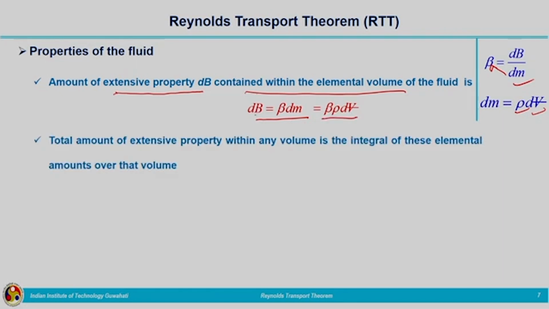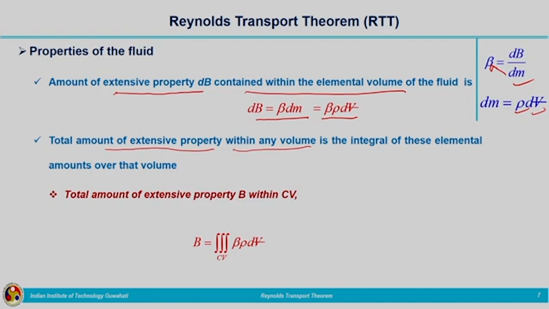Now this is the extensive property which is contained within the elemental volume. So the total amount of extensive property within any volume we can obtain by integrating the value corresponding to the elemental volume. So the extensive property within any volume will be equal to the total amount of extensive property B within the control volume. B is equal to the volume integral of beta rho dV over the control volume. This is a triple integral or volume integral because we are talking about the extensive property within the control volume. We can name this equation 1.